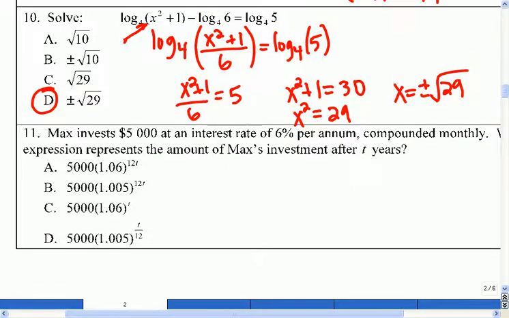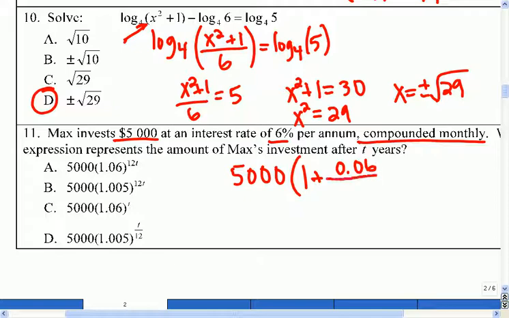Okay, so last one here. Max invests $5,000 at an interest rate of 6% per year, compounded monthly. What expression represents his investment after T years? So this is the starting amount, $5,000. Interest rate is 6%, and we're compounding it monthly. So if we put all that into the formula that we work with, monthly means there's going to be 12 payments made, and that means there's 12 per year. So this would be 12T.